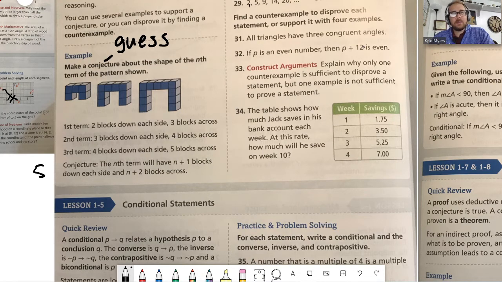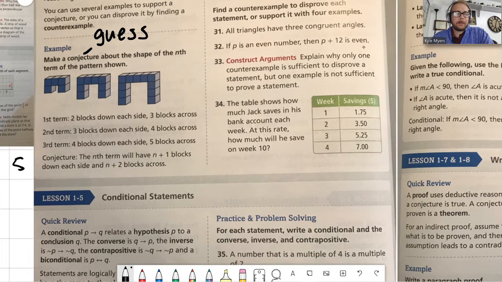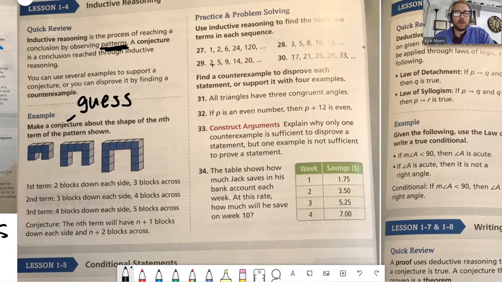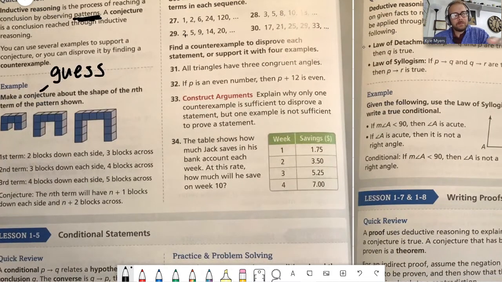At this rate, how much will he save on week 10? Okay, so this is that pattern thing. 34 is basically just a word problem version of 27 through 30. We just look for a pattern, and then we see how much he saves.